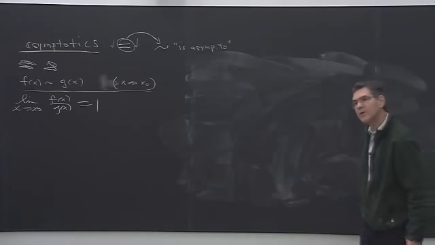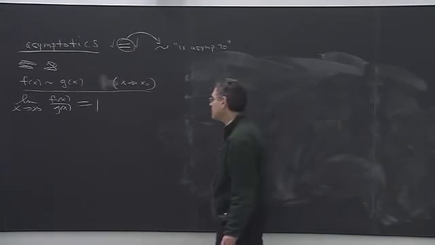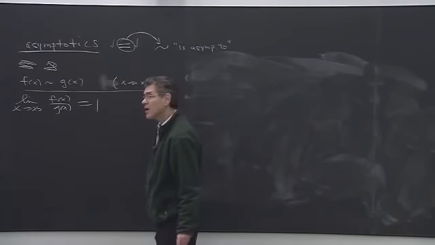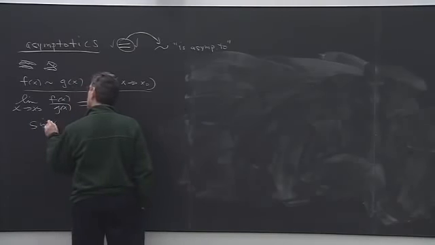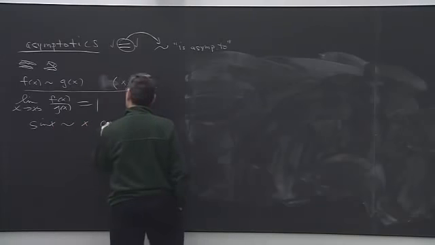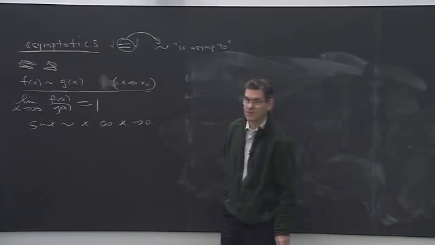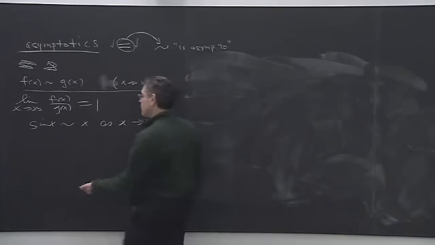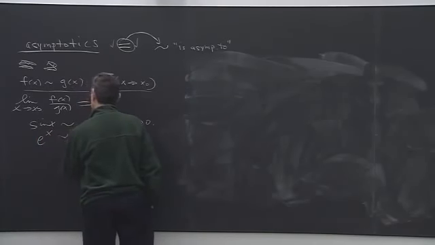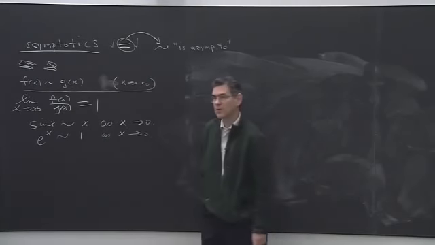Okay, so let's write down a few asymptotic approximations or asymptotic relations. Sine of x is asymptotic to x as x goes to 0. Is that true or not? And by the way, let's write another one. E to the x is asymptotic to 1 as x goes to 0. Is that true?